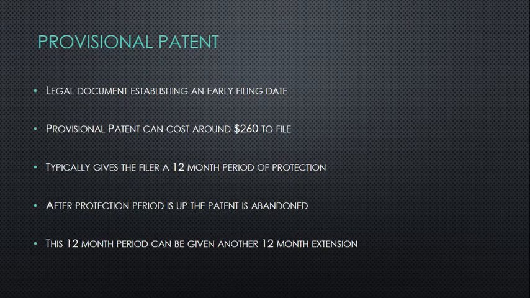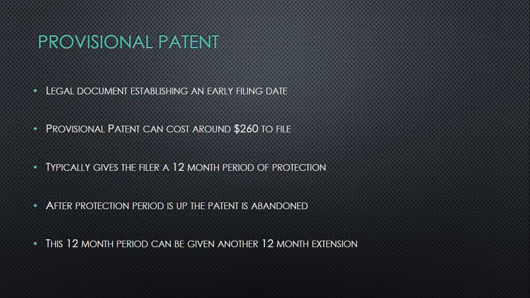So if somebody else infringes on your provisional, you can essentially sue them or take them to litigation or take what they're taking from you. After the protection period is up, that 12-month period, the patent is abandoned and you no longer have rights to your product. You still, of course, can sell it and do what you need to, but you don't have any protections based on patent infringement.